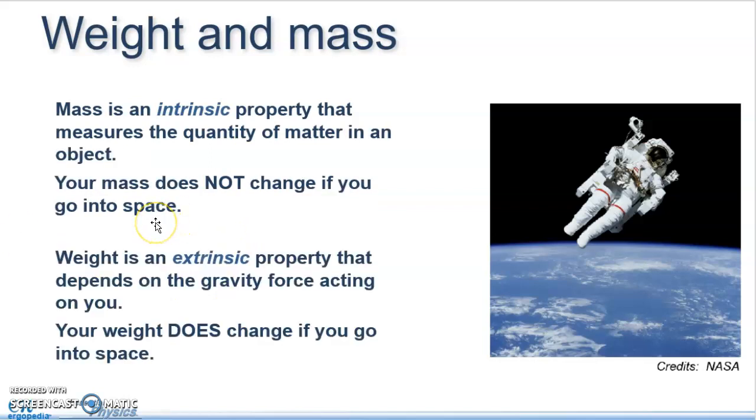Whereas your weight would change. That's an extrinsic property. It depends on how much gravity is pulling down on you. So your weight does change if you go into space, or really even if you climb up to the height of a tall mountain, though not enough for you to notice it probably. But if you go to space or to a different planet, your weight does change.